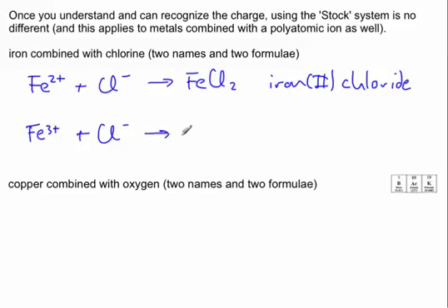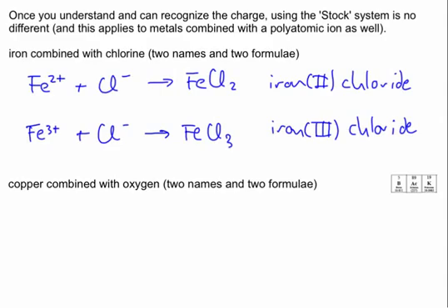Fe3+ and Cl-, well, the formula's pretty close, not the same though, and that then needs a unique name, and it has a unique name because the name becomes iron(III) chloride. So that's how you deal with multiple charges for the same metal. They're found in the transition block.